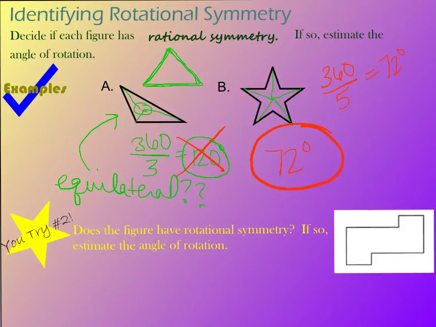So then you have a second U-try problem here. You're given this image, and you are asked if it has rotational symmetry. And if it does, they want you to estimate what that symmetry is going to be. So take a look at that picture.